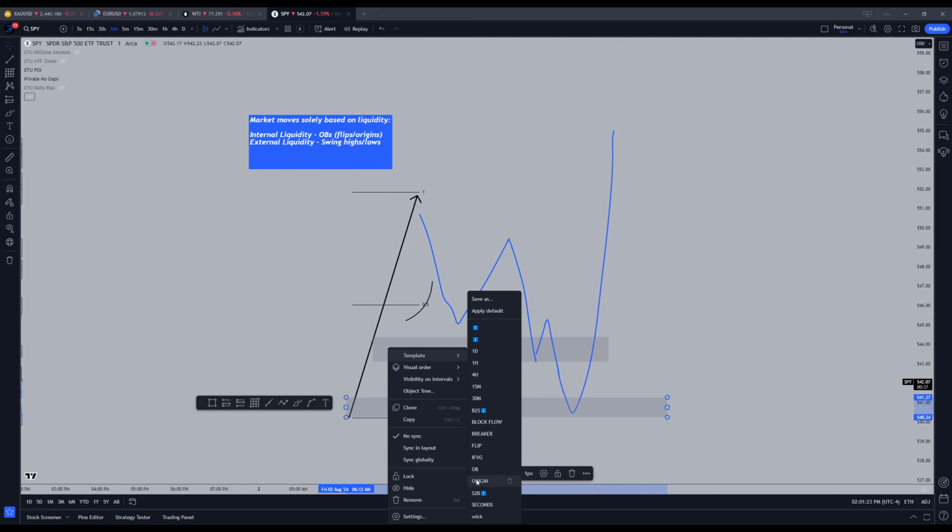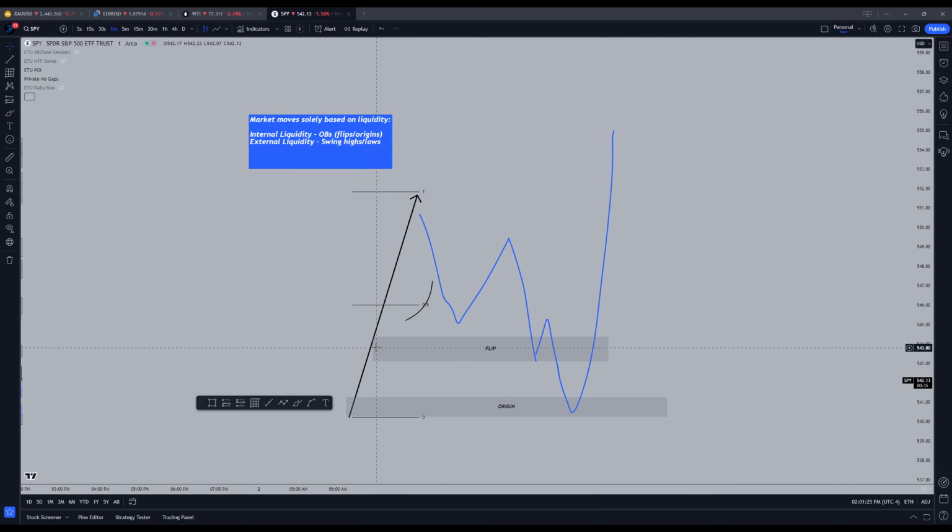So the basis and premise of the logic behind why these POIs have different win rates, for example, taking inducement, flip, and origin have different win rates, is because of the buildup of liquidity. Because inducements create the first layer of liquidity, flips create the second layer, and origins are the last layer of liquidity before the external liquidity swing high or low. So that is why the win rates are different for these different POI types, which makes a lot of sense if you think about it.